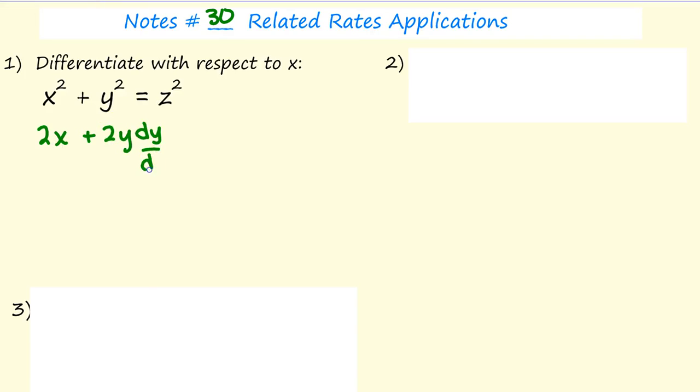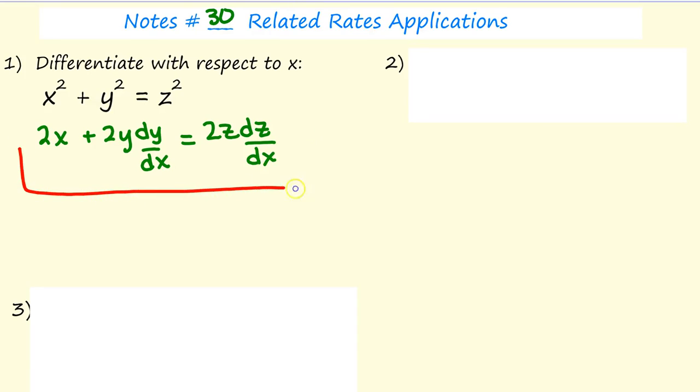And for this kind of problem, I'm going to use the dy dx kind of notation. And then in a similar way, the derivative of z squared would be 2z dz dx, the derivative of z with respect to x. So notice that this equation that we just got from differentiating has two rates in it. dy dx is a rate and dz dx is a rate. So these two rates are related. So this is an example of a related rates equation because it has multiple rates that relate to one another.